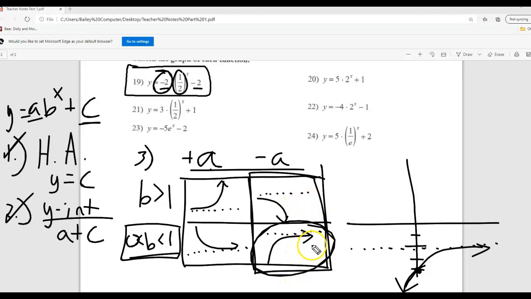I'll do one more problem like that, and then we'll talk about 23 and 24. Those ones are slightly different than the others. If you want to take a picture of these steps, I am going to erase them, though, for the next problem. Pause the video and take a picture if you want to.